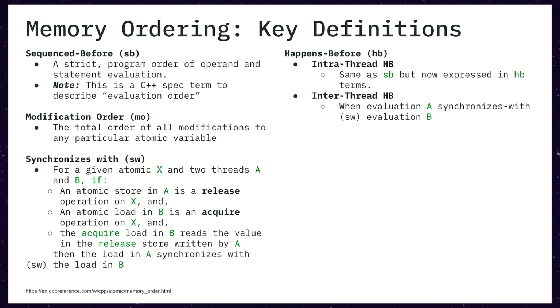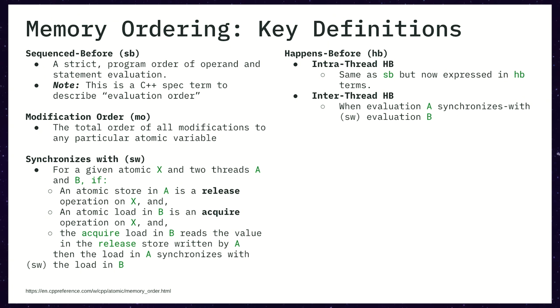Modification order, which I think is even more important, talks about how an atomic variable changes throughout the course of the execution within a program. So if you have stores to that atomic variable, how do those stores interact with the atomic, and what values are you seeing along that chain? Synchronizes with, here we start to look at how threads that use a shared atomic synchronize with each other. This is a precursor to happens before, which is next.